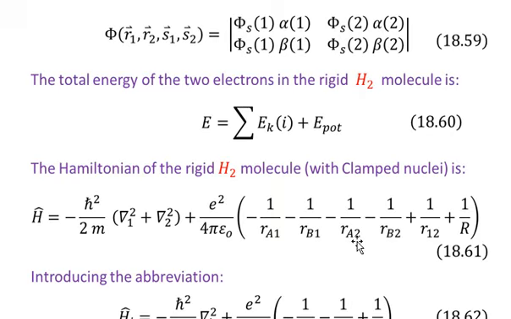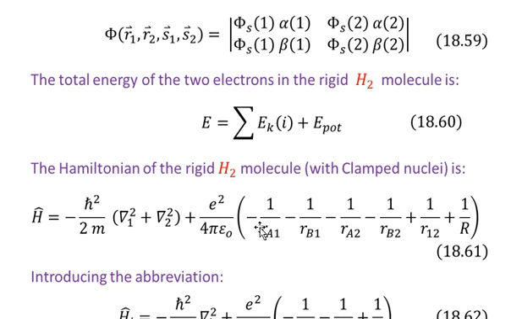Minus 1 over R_A2 is an attractive potential term. Minus 1 over R_B2 is an attractive potential term. And plus 1 over R_12 is actually the repulsive term, due to the repulsive force between the two electrons. And then we have 1 over R again, producing a repulsive term due to the repulsive force between the two nuclei.